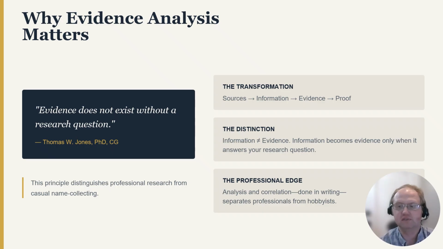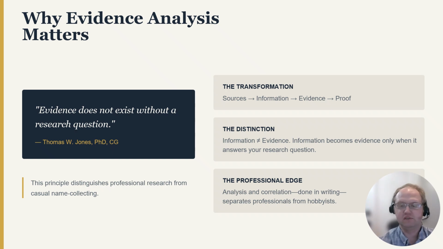The transformation flows: sources give us information, from which we identify evidence, from which we evaluate to potentially produce proof. Elizabeth Shown Mills' process map clearly establishes this and illustrates this.